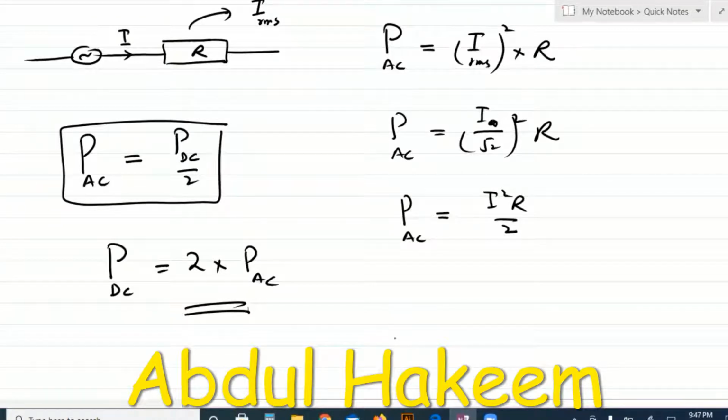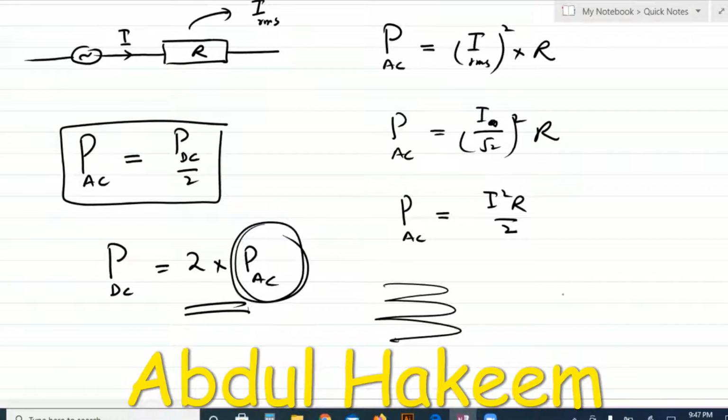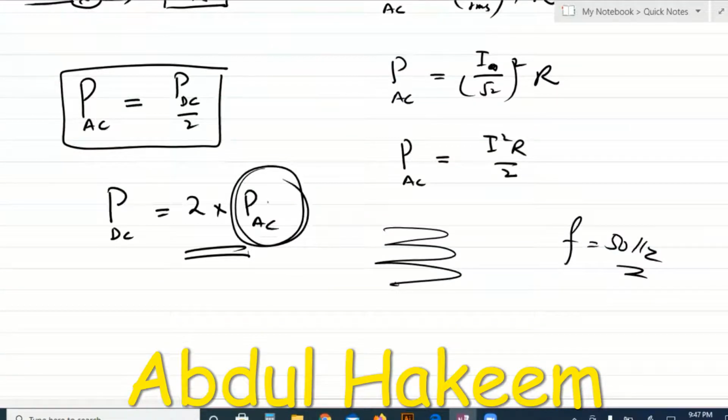Alternating current is changing direction according to its frequency. If the frequency is 50 hertz, it means in 1 second there is a change of polarity 50 times, and there is a huge loss of energy. Due to this loss of energy, the power of the AC is smaller than the power of DC. There's no change of polarity in direct current. That's why the DC power is double the AC power.